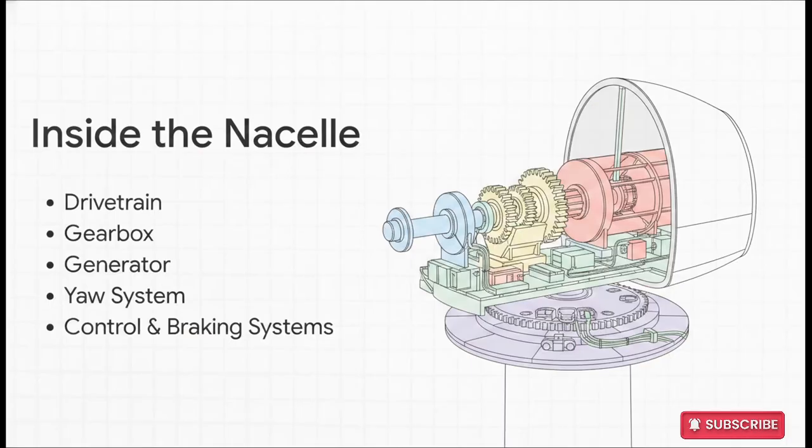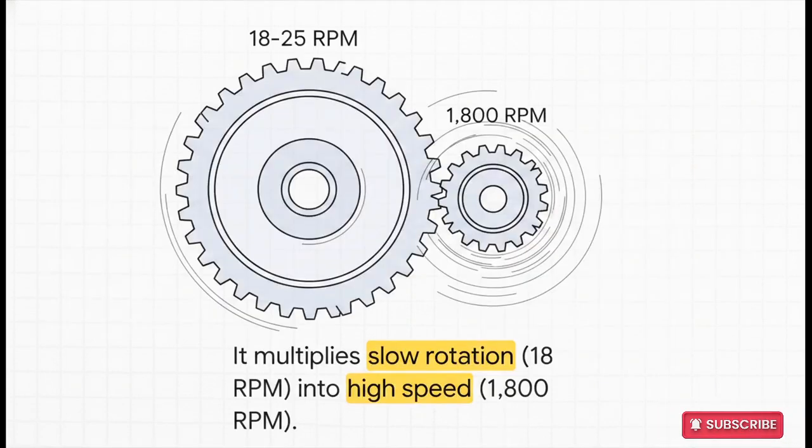Inside the nacelle, we have the drivetrain, gearbox, generator, yaw system, and the control and braking systems. It is incredibly densely packed with sophisticated machinery. But the really cool part is the yaw system. It uses a little anemometer to measure wind direction and physically rotates the entire nacelle to face the prevailing wind. Add in hydraulic cooling and heavy-duty braking systems, and you basically have a highly autonomous, flying factory suspended in the sky.